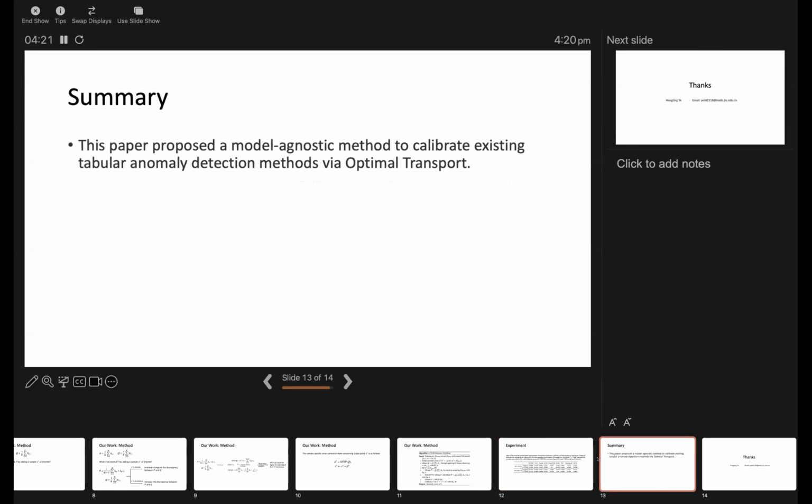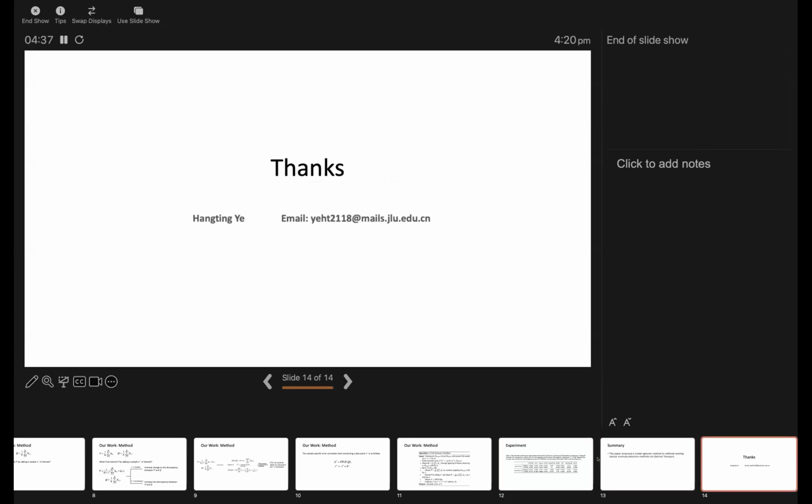In summary, instead of looking for a universal winner assumption that is unlikely to exist across diverse tabular datasets, we proposed a model-agnostic method to calibrate existing TAD methods via optimal transport. That's all. Thanks for listening.